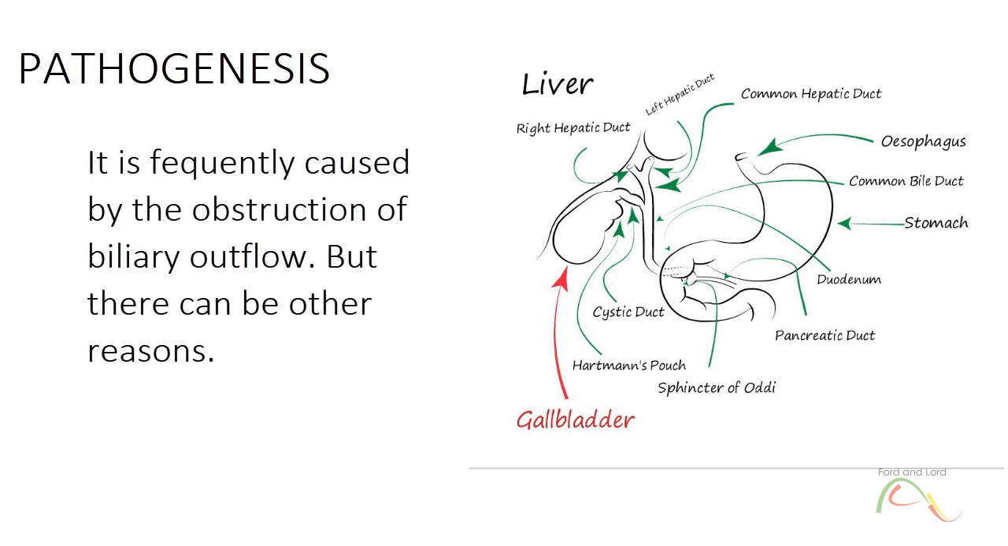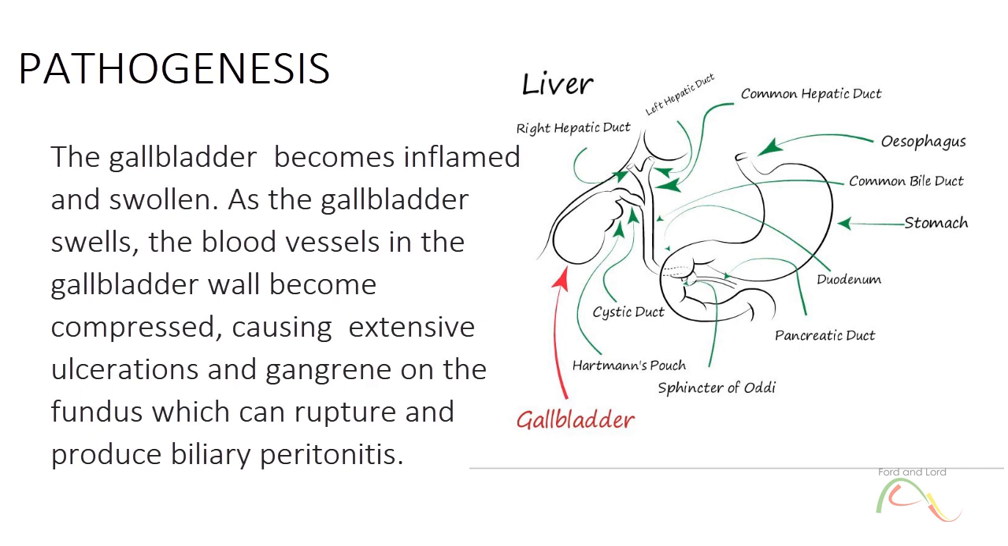Pathogenesis. The pathogenesis of acute cholecystitis is frequently due to obstruction of biliary outflow, most commonly by a stone or thickened and concentrated bile, and rarely by other causes, such as stricture, kinked cystic duct, polyp, torsion of the gallbladder, extrinsic pressure on cystic duct, such as that of lymph node or tumor. The entire gallbladder becomes inflamed and swollen.